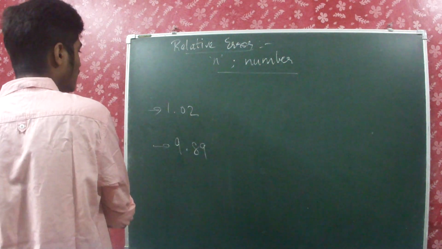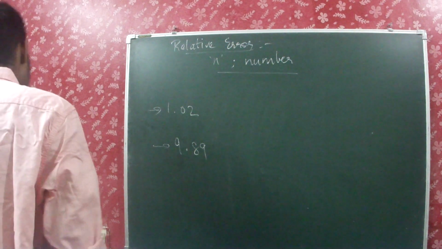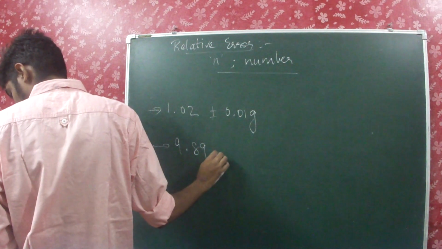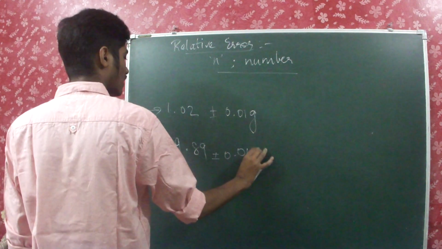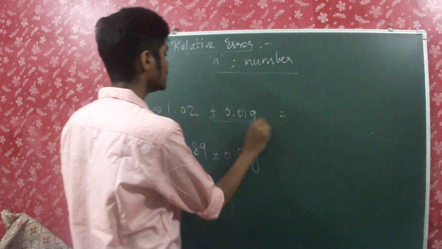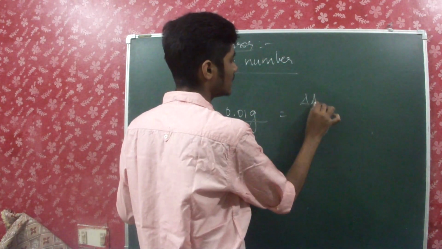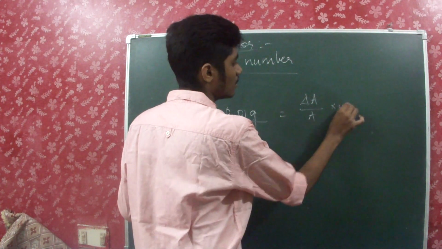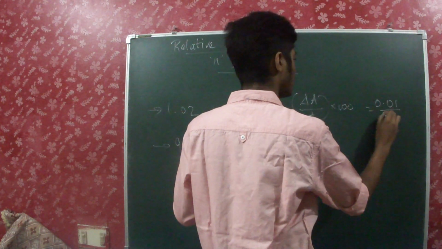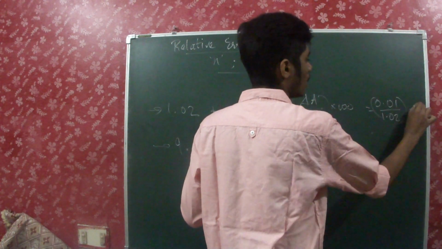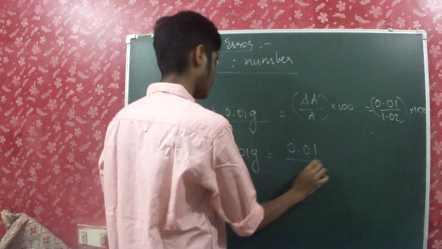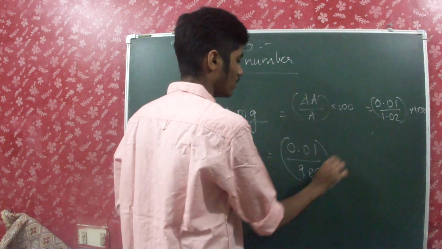And we are going to find the relative errors in both of these quantities. Okay, so here the accuracy is 0.01 gram, and here the accuracy is 0.01 gram again. Now if you find the value, this is the error, am I right? So if you put it like delta A by A into 100, I am finding percentage error now. So it will be 0.01 divided by 1.02 into 100, right? And this is 0.01 divided by 9.89 into 100.